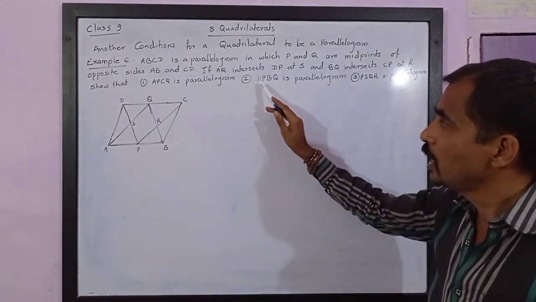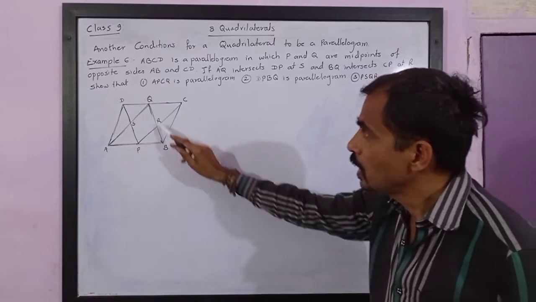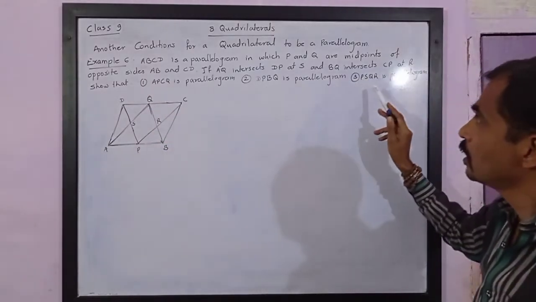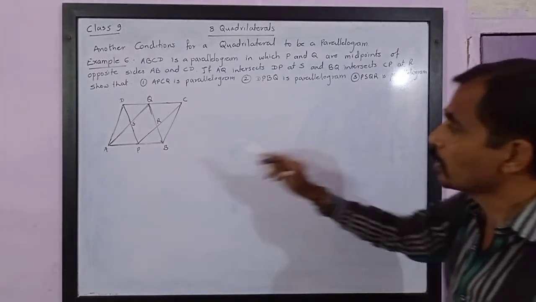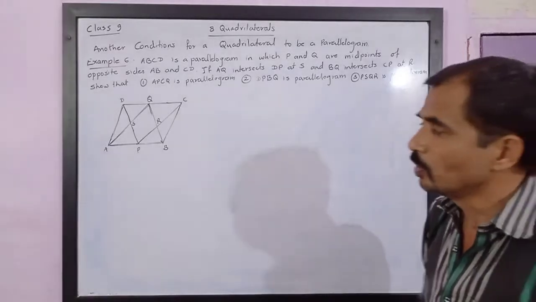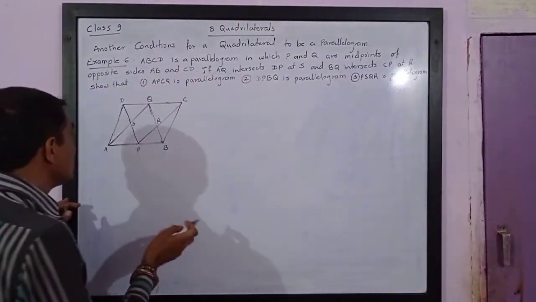Next we have to show that DPBQ is a parallelogram. Then third we have to prove that PSQR is also a parallelogram. This we need to prove. So three proofs are there. We will try to write the answer for this.